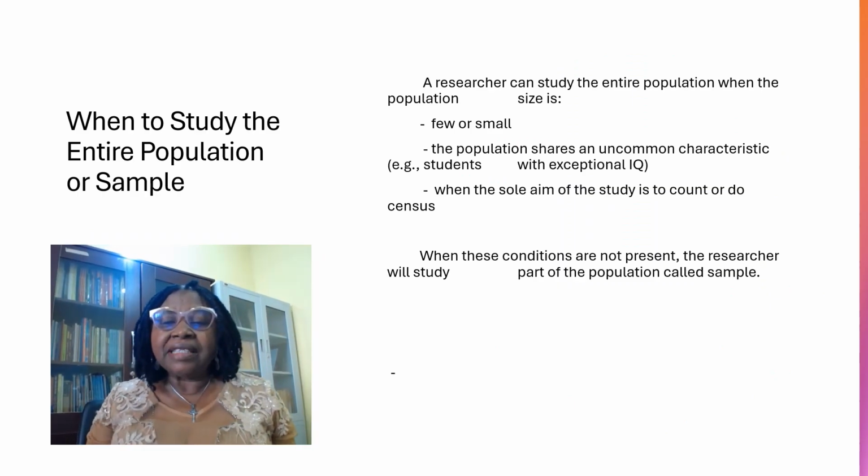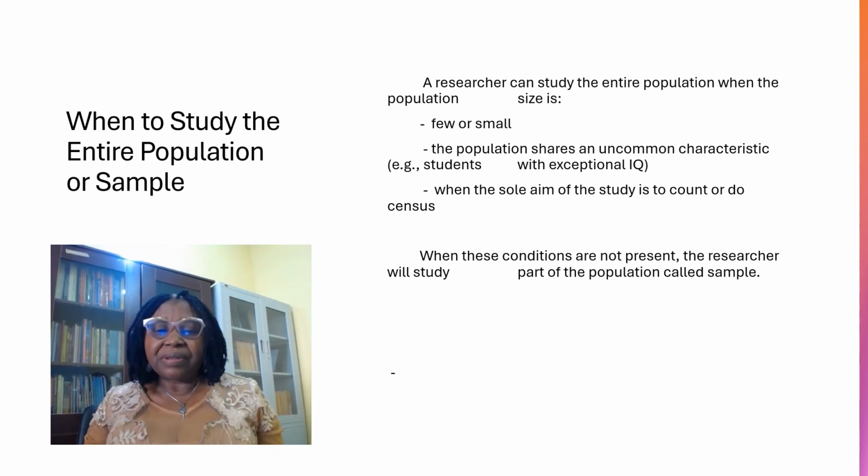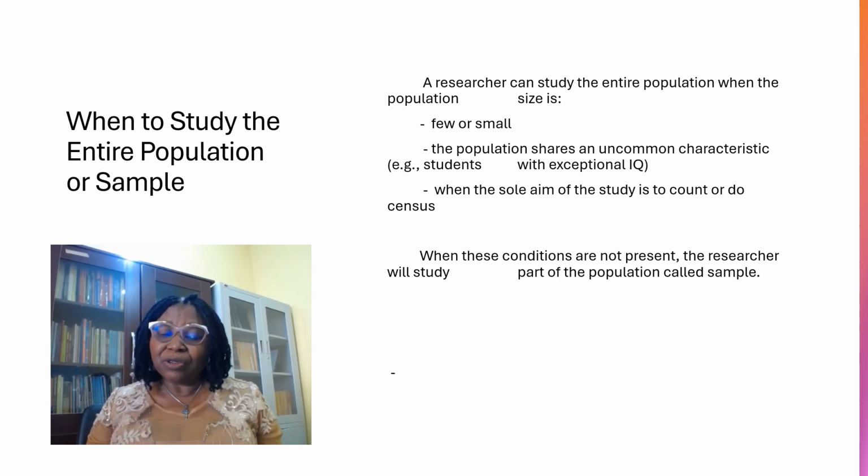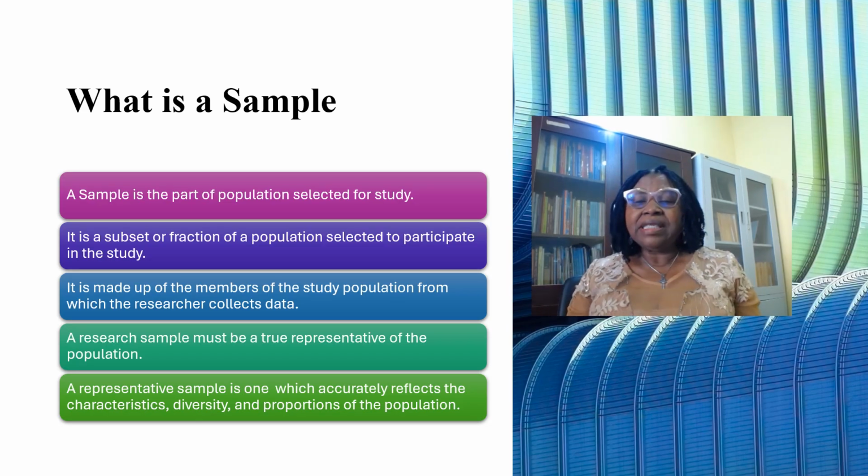When do we study entire population or part of it? A researcher can study the entire population when the population size is few or small. The population shares an uncommon characteristic, for example, students with exceptional problem or IQ. Or when the sole aim of the study is to count or do census. When these conditions are not present, the researcher will study part of the population which is popularly known and called sample.